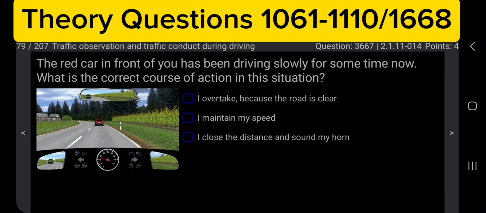The red car in front of you has been driving slowly for some time now. What is the correct course of action in this situation? I overtake, because the road is clear. I maintain my speed. I close the distance and sound my horn.